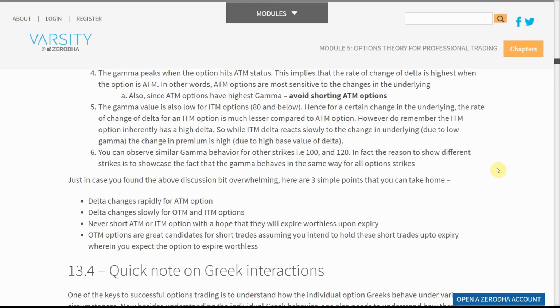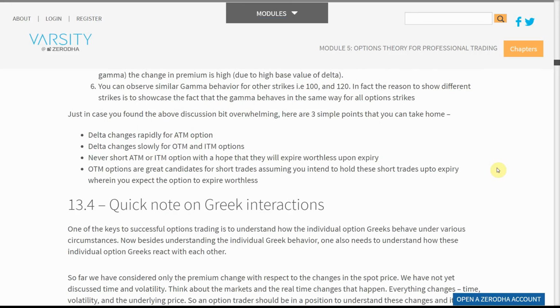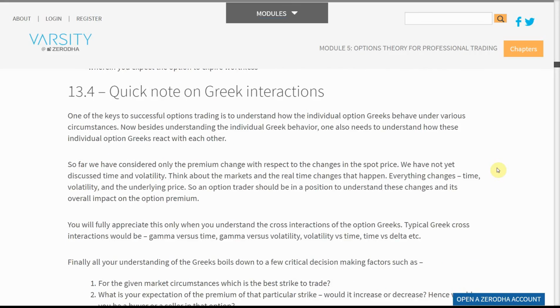13.4 Quick note on Greek interactions. One of the keys to successful options trading is to understand how the individual option Greeks behave under various circumstances. Now, besides understanding the individual Greek behavior, one also needs to understand how these individual option Greeks react with each other. So far we have considered only the premium change with respect to the changes in the spot price. We have not yet discussed time and volatility.